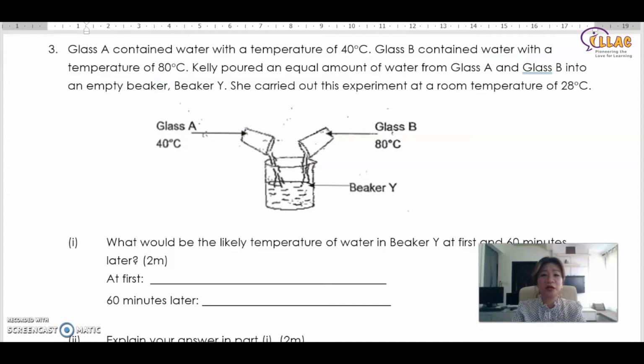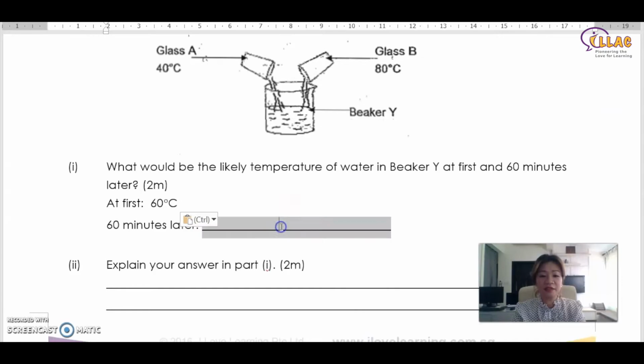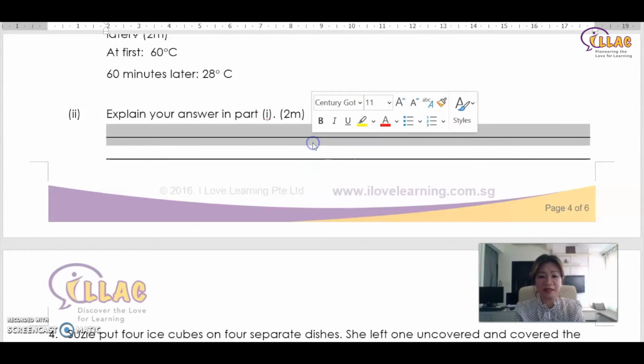Okay, so how do you answer? So straight away this one, at first it will reach 60 because of the measurement. So degrees Celsius, let's just have this unit over here. And 60 minutes later, it will be 28 degrees Celsius, reaching room temperature. So how do you explain that then? Very simple, you will need certain keywords. Let me highlight the keywords to you.